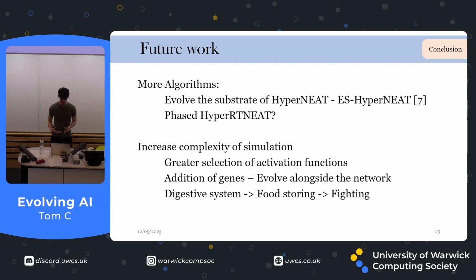Furthermore, it could be more interesting to increase the complexity of the simulation instead of the algorithms to see how they can handle increasingly complex environments. So for example, I've mentioned increasing the range of activation functions that can be used, addition of genes that may be things like an agent's base speed, so that some agents can specialize into being faster while others might be stronger. Or we could think about increasingly complex systems such as digestive systems, which might encourage agents to store their food rather than eating it immediately, which may lead to them fighting over these stores that they've made.